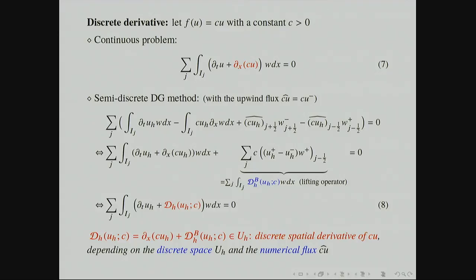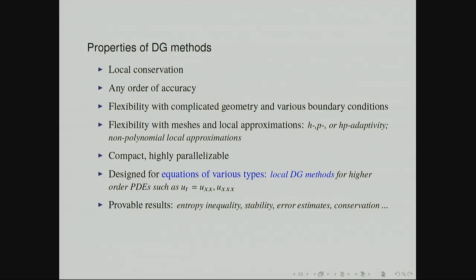These functions live in a discrete space. It depends on the choice of the space, and it also depends on the flux. If you change the flux or change the space, you get a different approximation. We know DG methods have lots of nice properties: very flexible, can be formulated as accurate as you wish, local conservation for free, very compact, and high parallel efficiency.